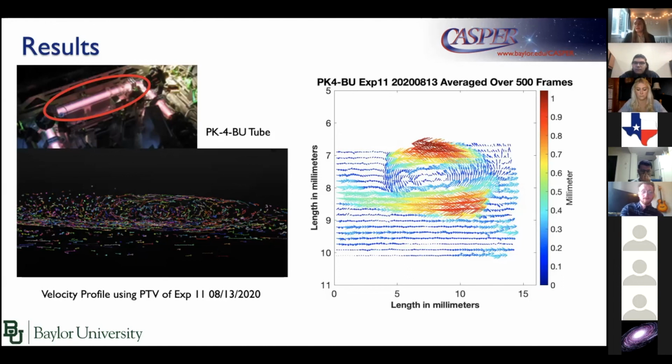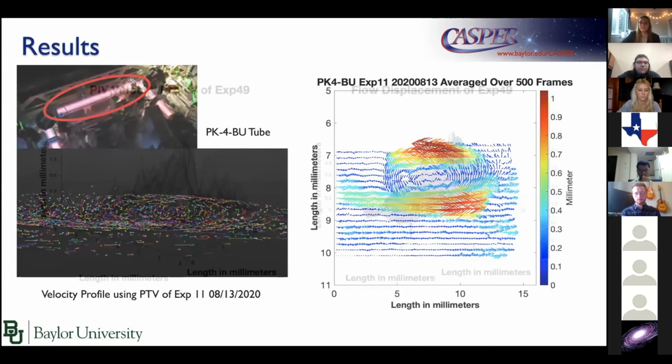So then we use the figure on the right-hand side, which is a quiver plot. This represents the mean displacement of groups of particles, which much more clearly visualizes the vorticity of the plasma. And this is a vortice right here. These figures represent a side view of the main PK4BU tube, which is here, the circle in red. Due to the plasma and dust coupling that occurs, we are able to understand that these graphs accurately represent the plasma, which typically is very difficult to collect data on.